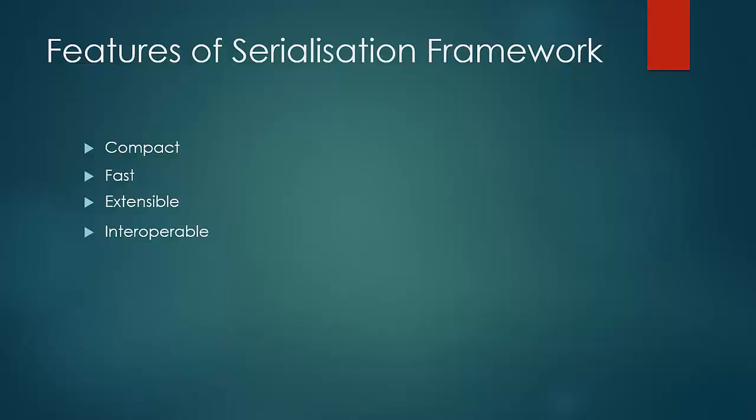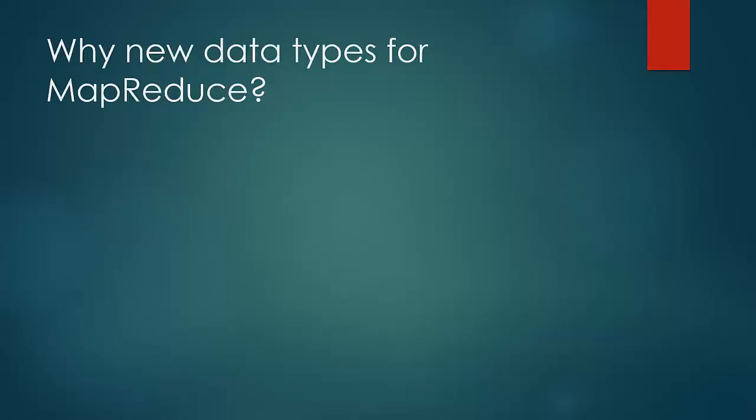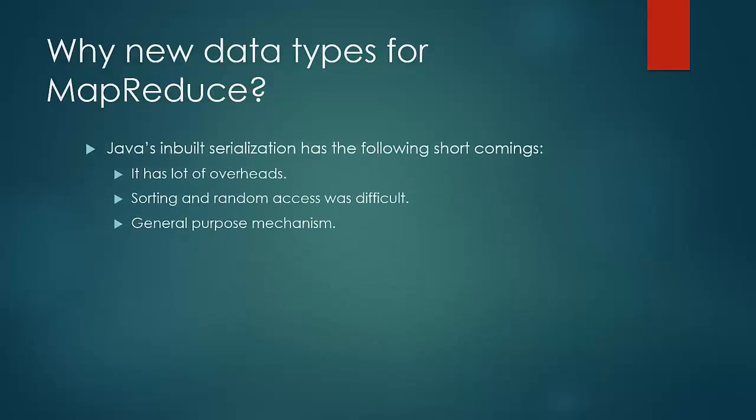So now we understand that Hadoop works on remote procedure calls and serialization is an important underlying concept for its efficiency. But why did Hadoop need new data types? Could it not use the Java serialization framework itself? The answer is that Java's inbuilt serialization had a few shortcomings.